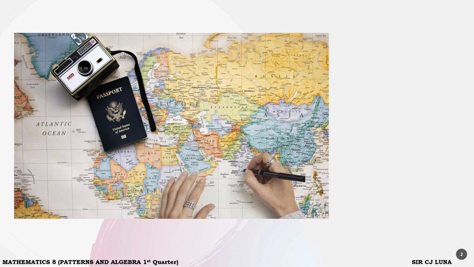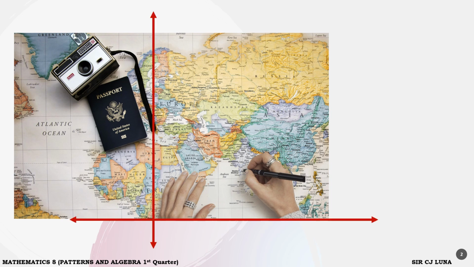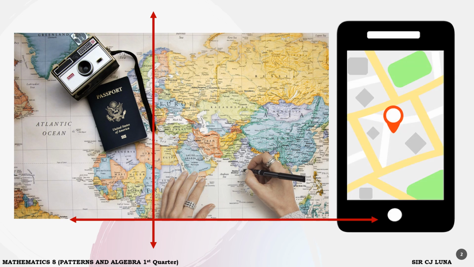Historically, maps played a vital role for travelers and explorers. This map contains vertical and horizontal lines called longitude and latitude respectively. In this modern day, map applications and the global positioning system or GPS in your cell phone still utilize horizontal and vertical lines to give you the exact location or coordinate of the place you are looking for.